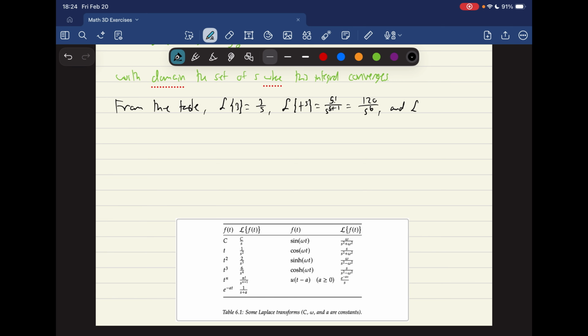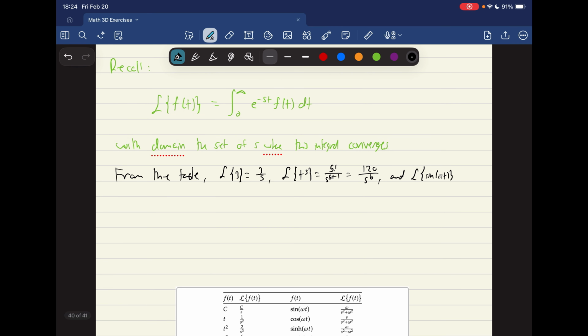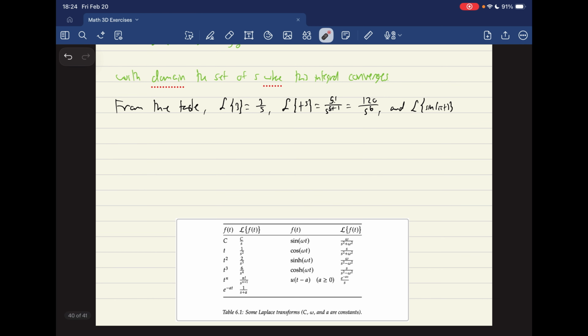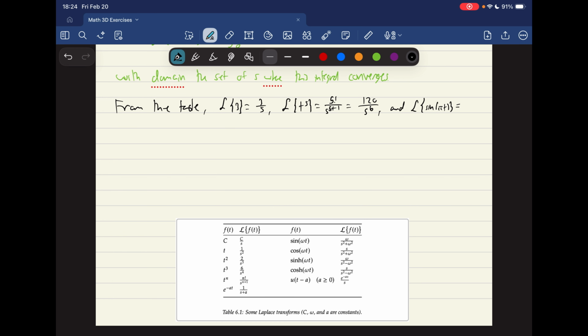And then finally, we have the transform of sine of pi t. Going to our table, we do have an entry for sine of omega t. Here omega is understood to be a constant. And the transform of sine of omega t is omega over s squared plus omega squared. So this transform works out to be pi over s squared plus pi squared.